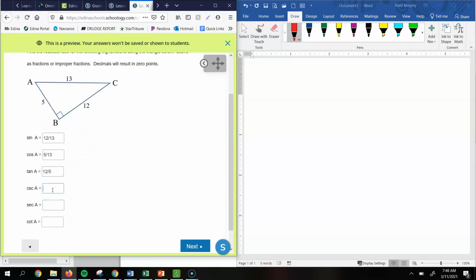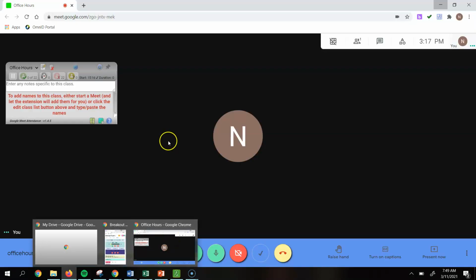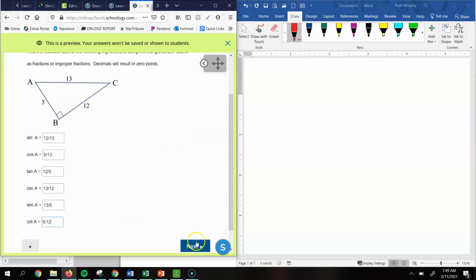Now, the cosecant, remember, is the reciprocal of the sine function. So the sine function is 12 13ths, so it's going to be 13 twelfths. And the secant is the reciprocal of the cosine function, so that would be 13 fifths. The cotangent is the reciprocal of the tangent function, so in this case that would be 5 twelfths. So that's how you would do this one.